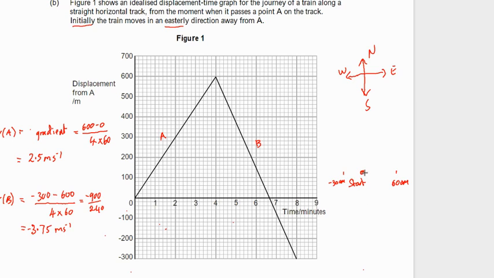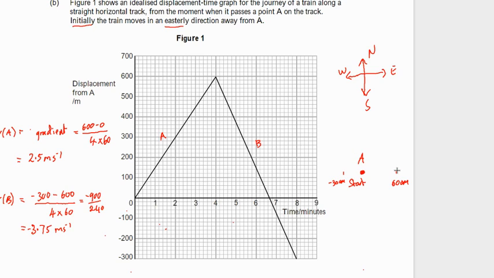So if this is A, that's your starting point. You move easterly that way, 600 meters that way. Okay, that's for the first 4 minutes. So from there to there, you've got to 600 meters. So you move from there 600 meters in the easterly direction.